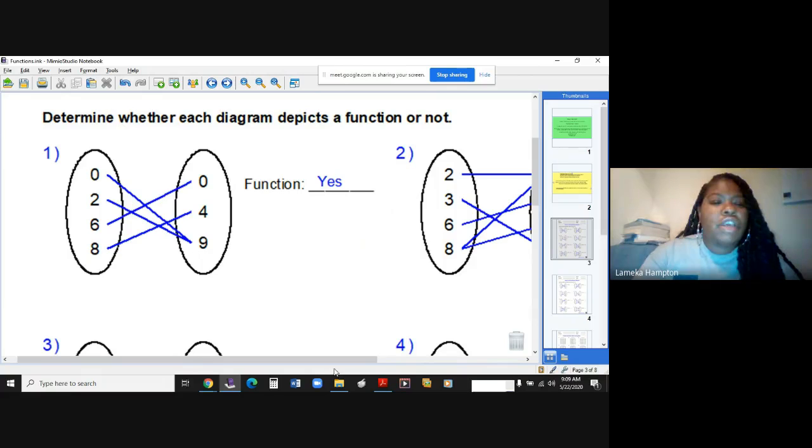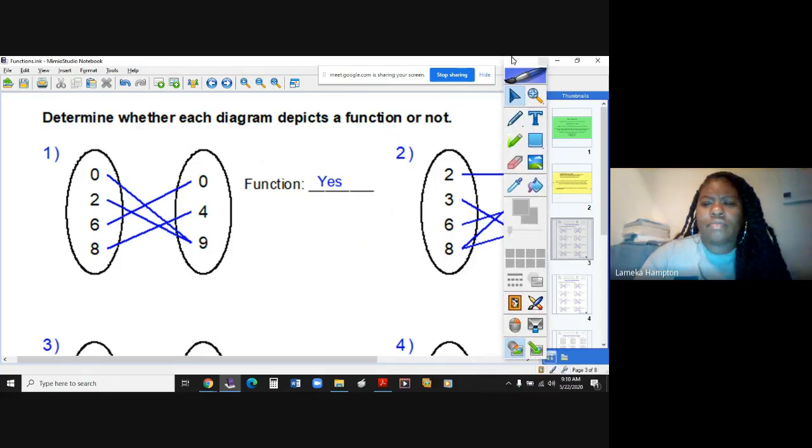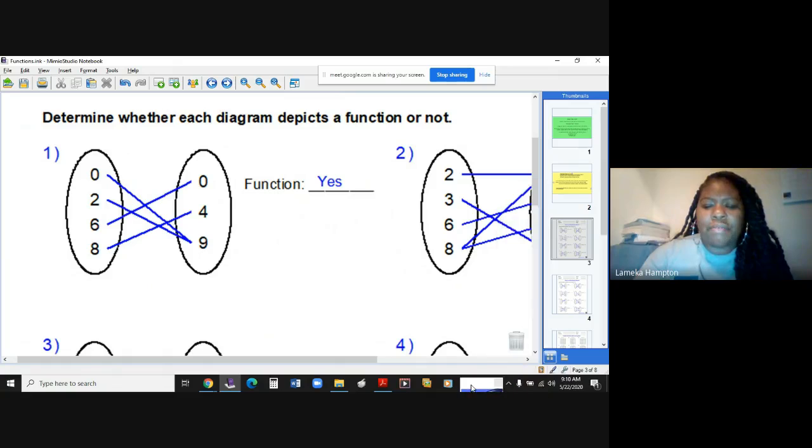Now, it says determine whether each diagram depicts a function or not. Remember, what you're looking for in a function is for every X, there is one Y. But we're going to see here that you can have multiple X's with one Y, but you can't have multiple Y's with one X. I'm going to show you that right now. My handy dandy toolbar, I'm going to slide him back down here.